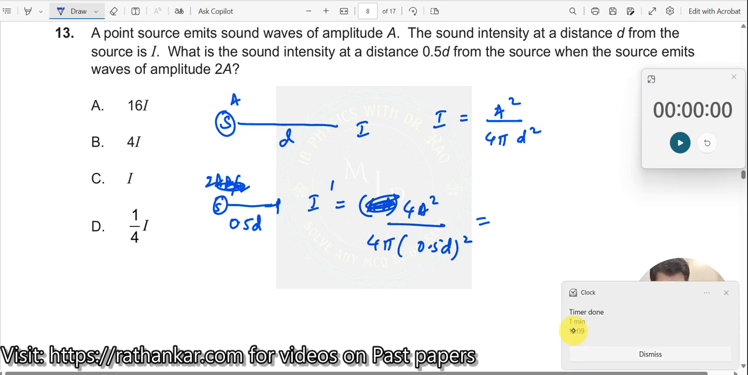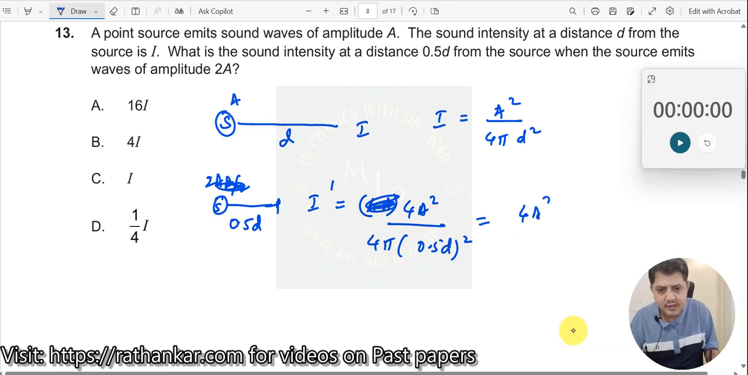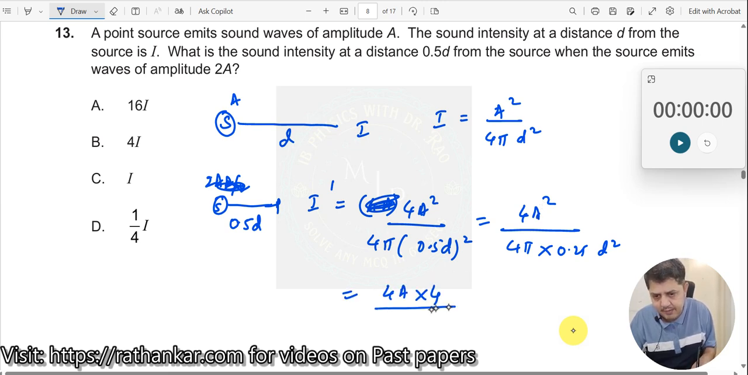I get the answer as 4A square divided by 4 pi into 0.25 d square. I'll take the 0.25 outwards, which should now be 4A square multiplied by 4 divided by 4 pi d square. I've just taken the reciprocal of 0.25 upwards. So 1 by 0.25 is 4. So I get 4A square into 4, which would be 16A square divided by 4 pi d square.